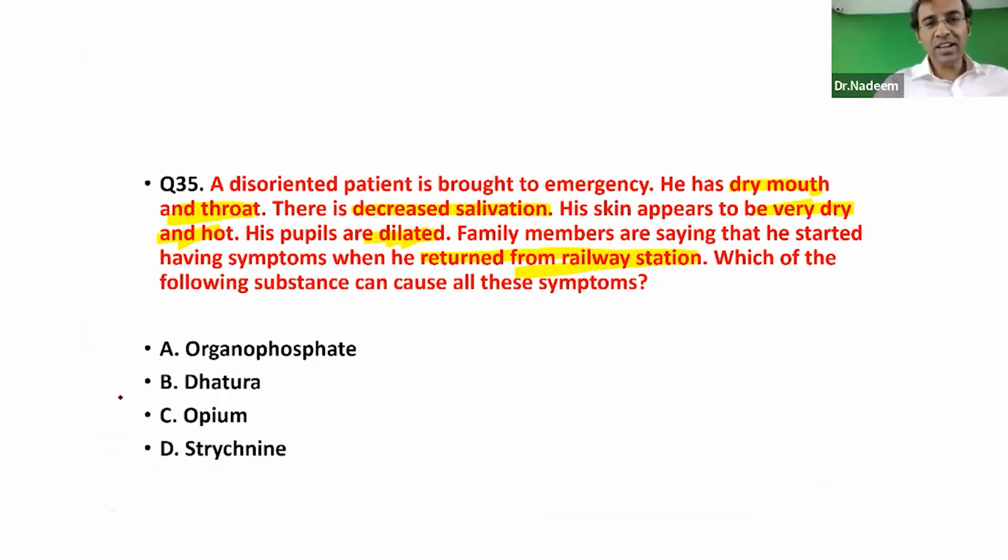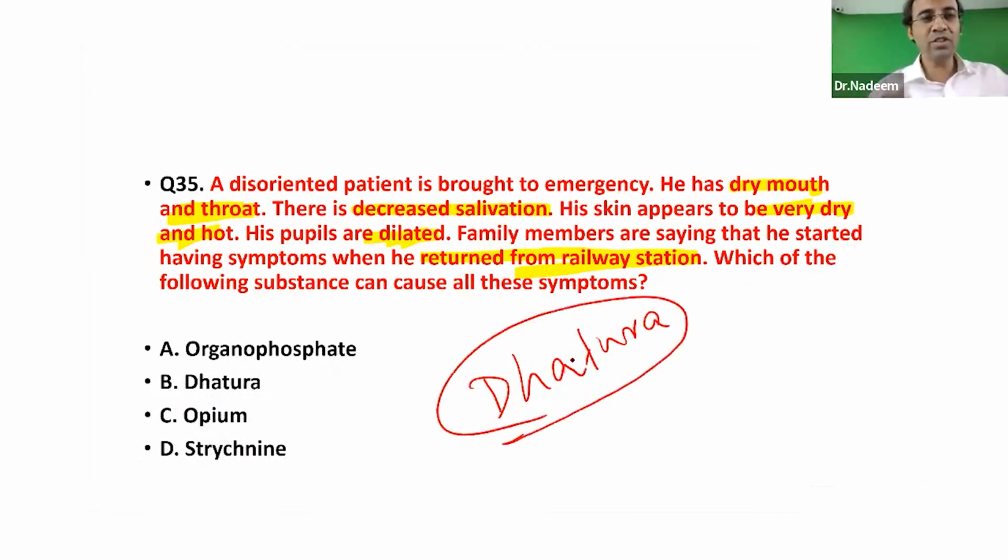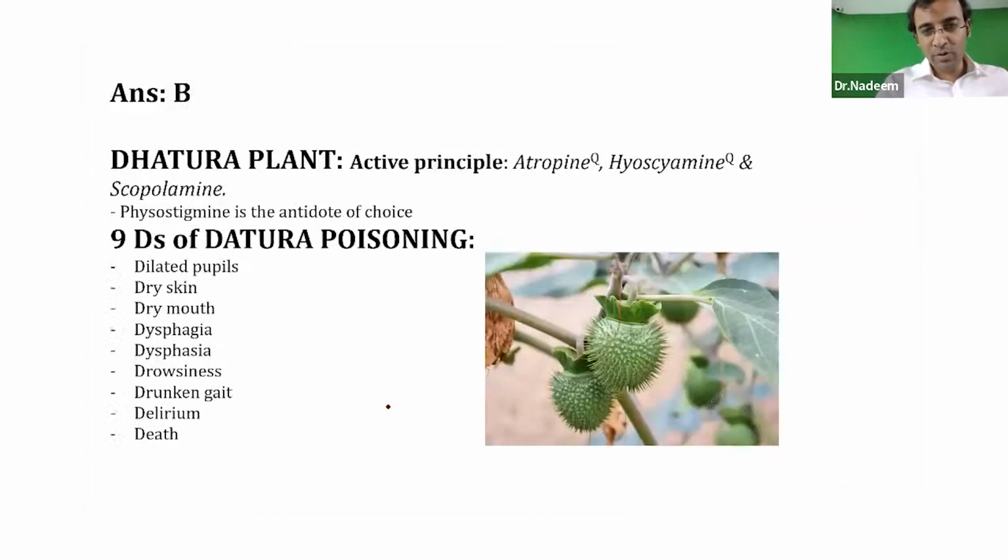So basically, this is a case of Dhatura poison, right? Everything will be dry. Dhatura poison is also called roadside poison, or railway side poison. What is the active ingredient of the Dhatura poison? Hyoscine or scopolamine, right? See, this is the plant photo here, and this is the seed here. So please remember this photo. Physostigmine is the antidote here, right? Atropine, scopolamine, or hyoscine. Remember this one.